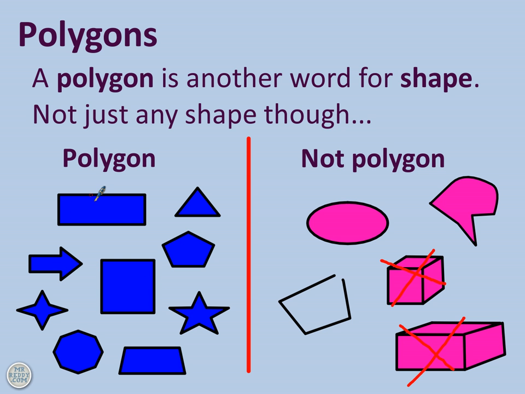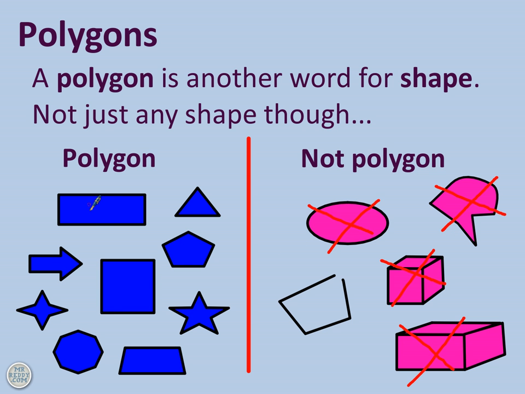Well, I can see that all of these shapes can be drawn with a ruler. That's because they've all got straight sides. Whereas this ellipse and this very strange looking shape, which has a curve over here, have curved sides, which means they can't be drawn with a ruler, which means they're not polygons. Polygons have to have straight sides. Right. What's the other thing?